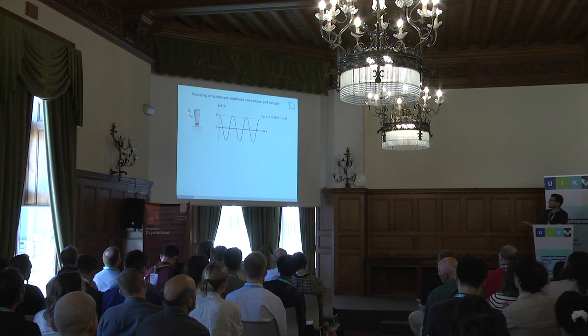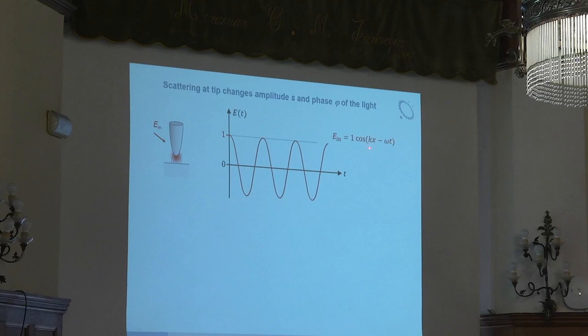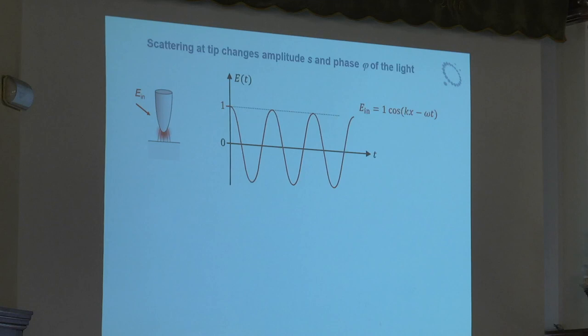So we come in with a wave and we describe this wave here. That's a typical equation for a wave. We have a cosine of kx minus omega t, where k is the wave vector, x is the spatial coordinate, omega is the angular frequency, and t is the time, okay? So that's the time oscillating part, and that's the part that oscillates in space of this wave. And I just put a 1 there just for normalization. It's not really important.